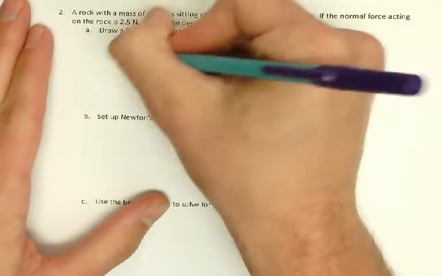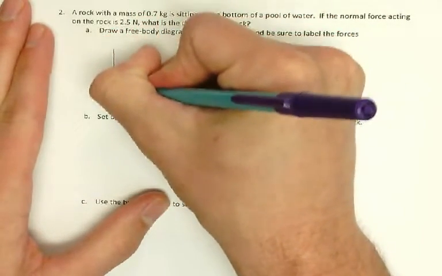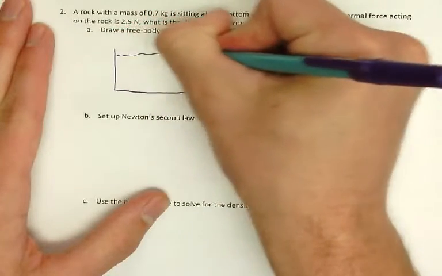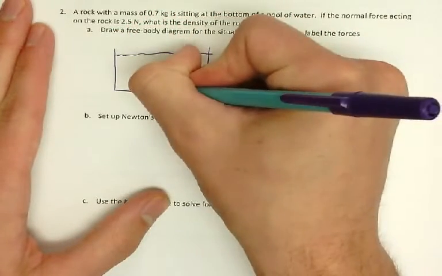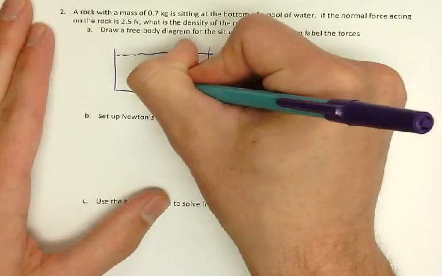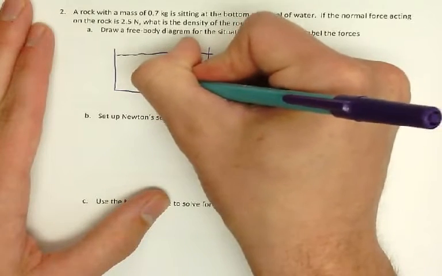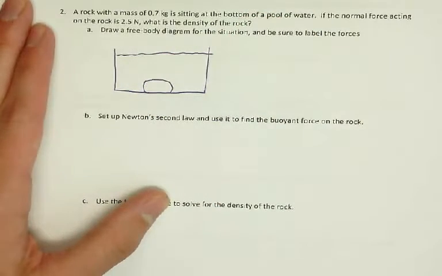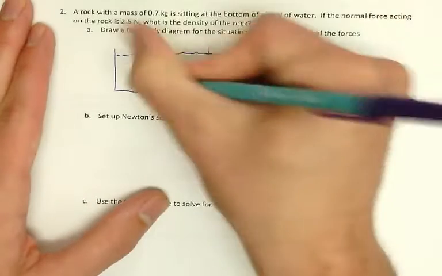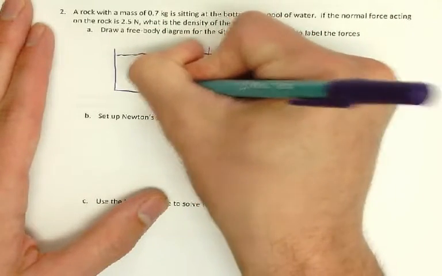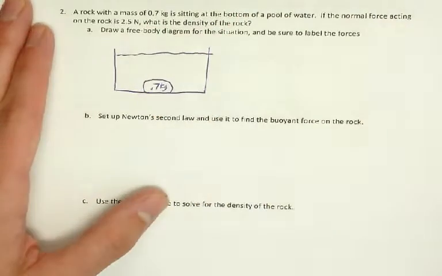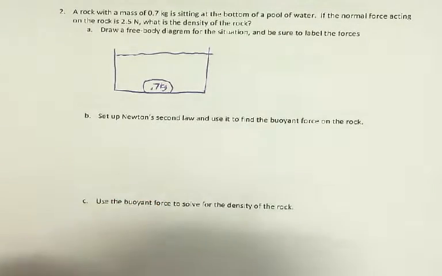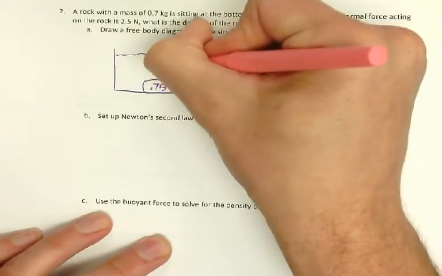So here is my pool of water. Here's my object, my rock. Okay, it has a mass of 0.7 kilograms, so I'm going to go ahead and write that on here. And it has a normal force of 2.5 newtons.